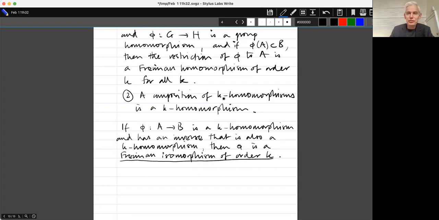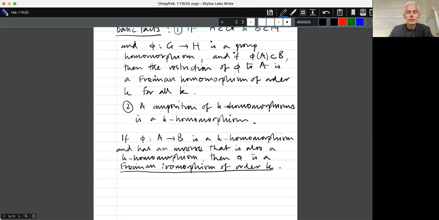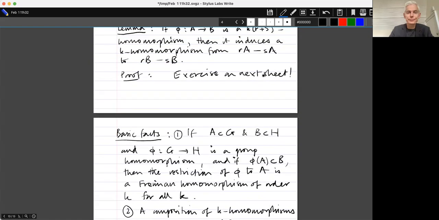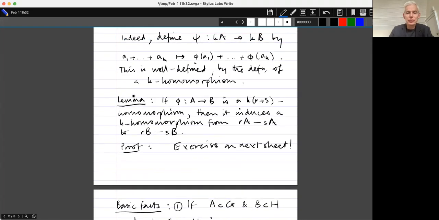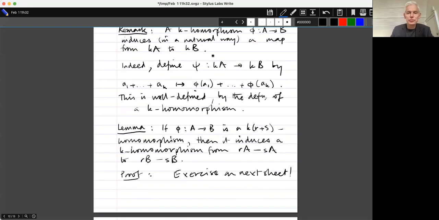We can go back to things like this. It's not hard to show that a composition of k-isomorphisms is a k-isomorphism. And I suppose here the analog would be if you've got a group isomorphism, and if phi A equals B, then the restriction to A would be a Freiman isomorphism of order k for all k. Back here, if I replace homomorphism by isomorphism in both places, then I again get a true statement, and here this well-defined map will be not just a map, but actually a bijection.